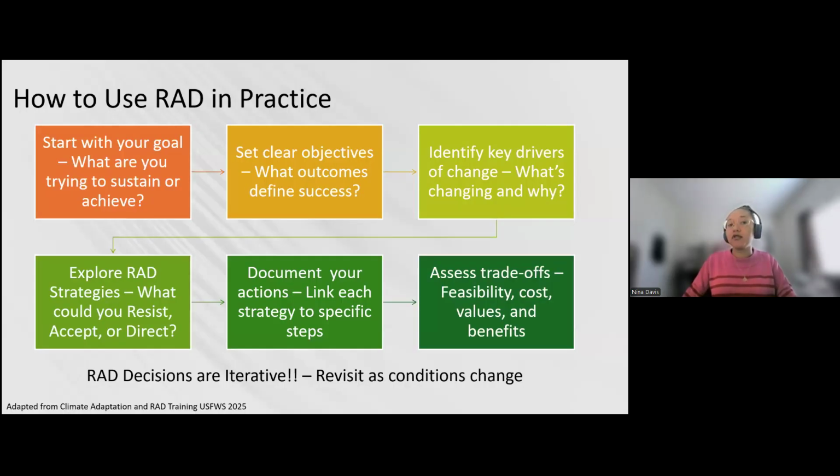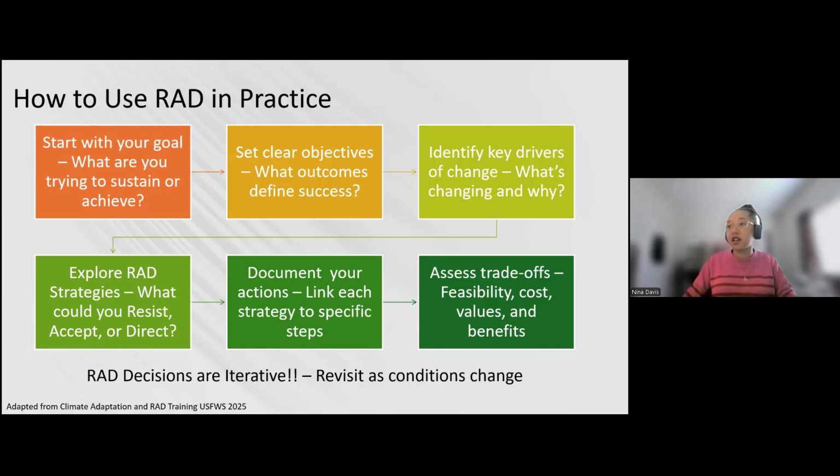So now that we've given a chance to talk about what the RAD framework is, let's look at how to actually use it in practice, this step-by-step process. When you're thinking about applying RAD, it helps to walk through a simple structured process. First, you start with your goal. What is it that you're really trying to sustain or achieve? This might be something like maintaining viable nesting habitat, supporting a key species, or protecting cultural resources.